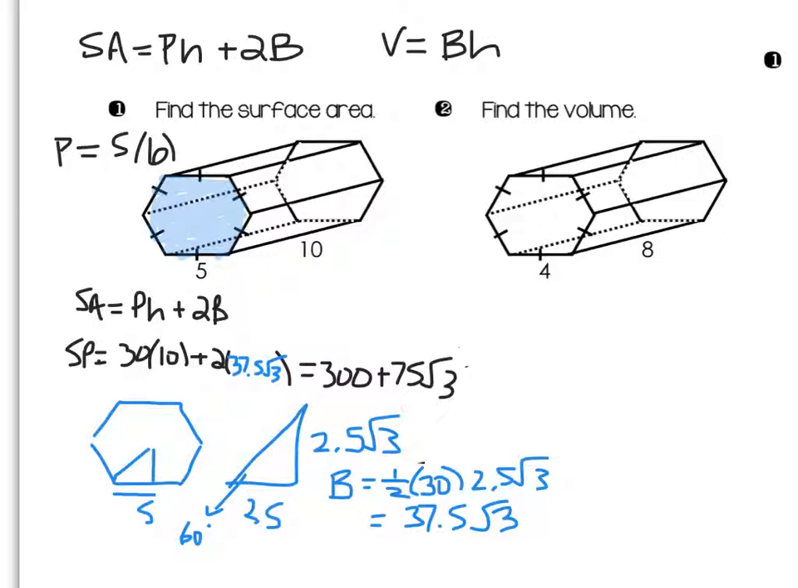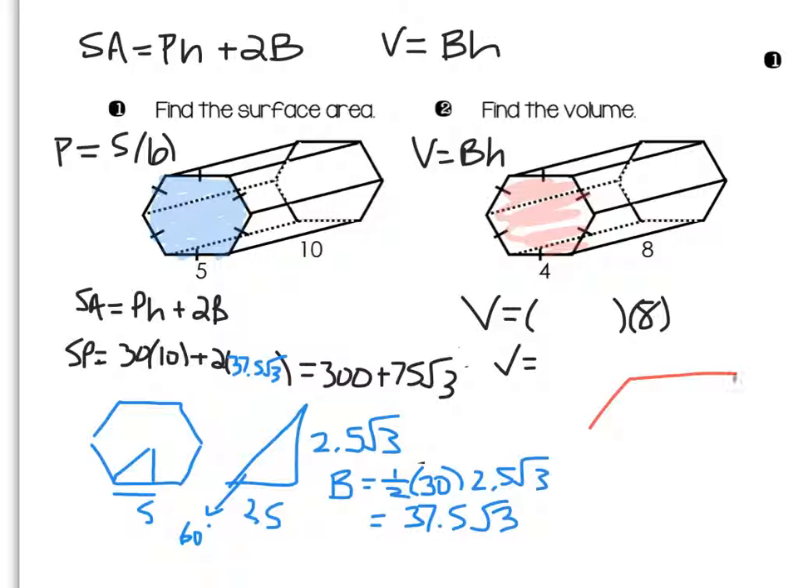For number 2, we need to find the volume. So volume equals area of the base times height. I need to find the area of the base. That's going to be my harder part. But my height is going to be 8. So I'm going to do this one in red. So I have my hexagon, which is obviously not regular.